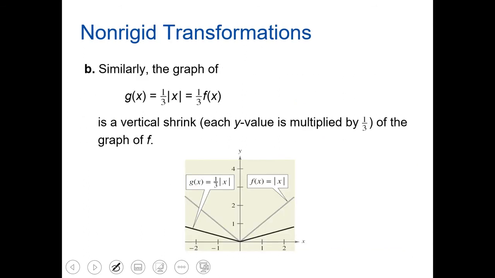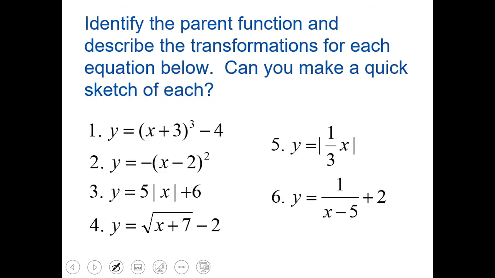Here, there's a 1/3 on the outside. So that means it's a vertical shrink of 1/3. Each of the y values is reducing by 1/3, which is why this graph appears to be less steep than the original. Again, instead of having a slope of 1, it would now have a slope of 1/3.